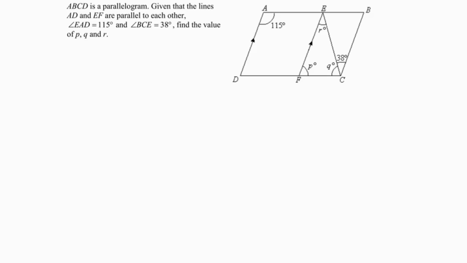Welcome to this math video where we are going to solve this problem. ABCD is a parallelogram. Lines AD and EF are parallel to each other. We are given a few angles. Find the value of P, Q and R. Again, they talk about value, so I won't use the degree. Let's start with P.